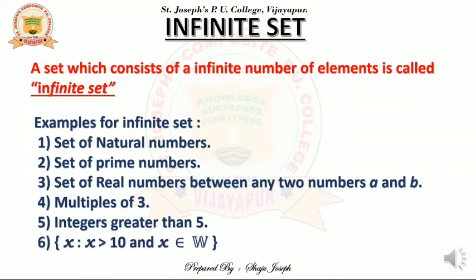One more example. X is a set of all x such that x is greater than 10 and x belongs to whole numbers. So whole numbers start with 0: 0, 1, 2, 3, 4, and so on. And if you consider all the numbers greater than 10, that starts from 11, 12, 13, 14, and so on without any end. So there is no definite number of elements. We can say that it's an infinite set.